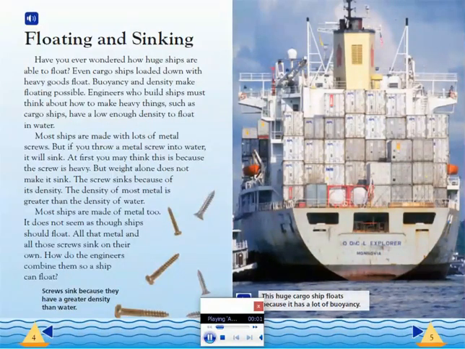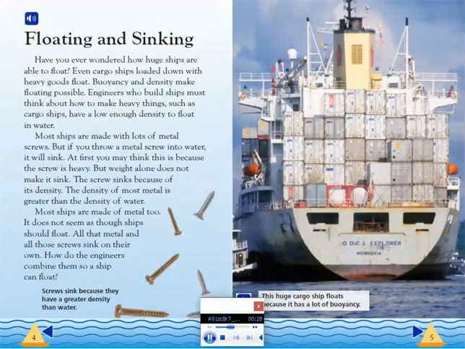Floating and sinking. Have you ever wondered how huge ships are able to float? Even cargo ships loaded down with heavy goods float. Buoyancy and density make floating possible. Engineers who build ships must think about how to make heavy things, such as cargo ships, have a low enough density to float in water.